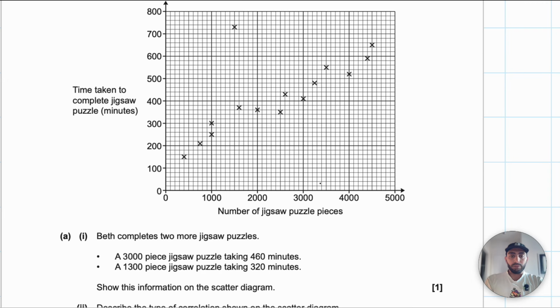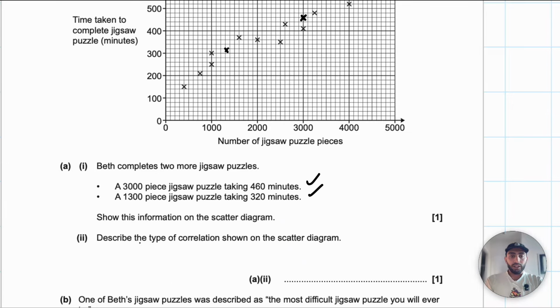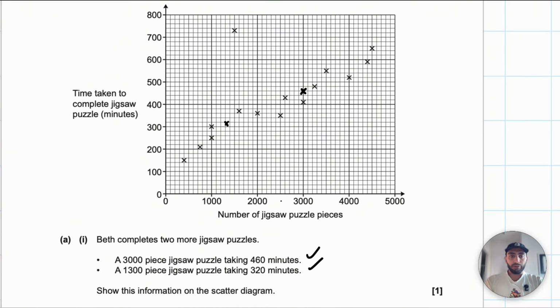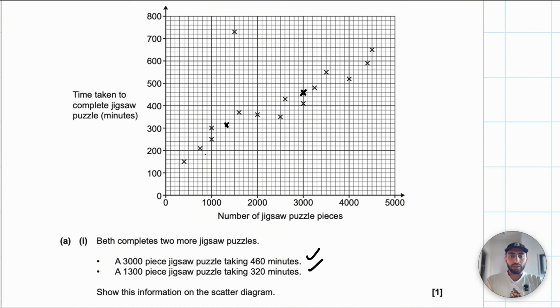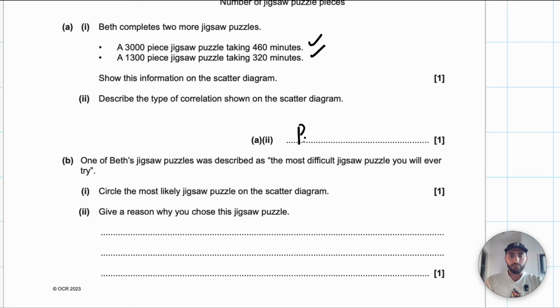Let's do the 3,000 piece first. So we start from 3,000 and we go up to 400. I can see there's 5 gaps between 400 and 500, so each gap is worth 20. That'll be that one done. The 1,300, so we start at 1,300, we go up to 300, and it's just going to be 1 above that one, so 320, that's that one done. Describe the type of correlation shown on the scatter diagram. Because one is increasing whilst the other one is increasing, this one is a positive correlation.